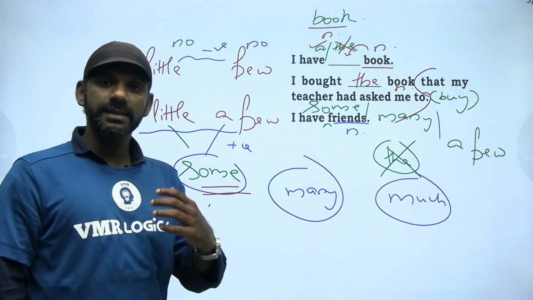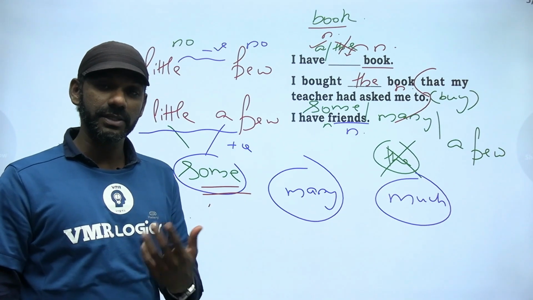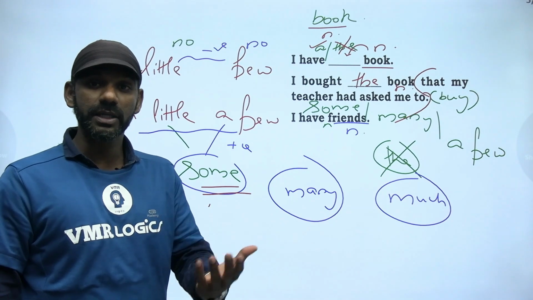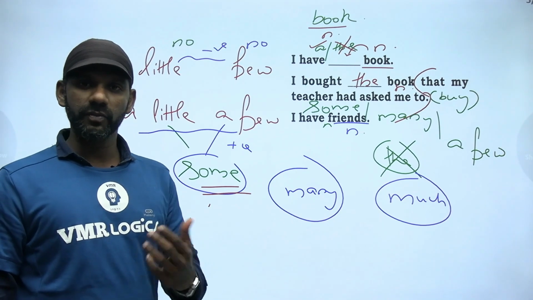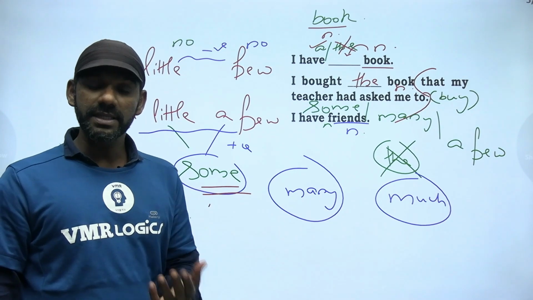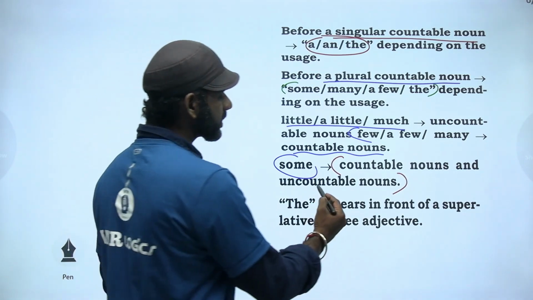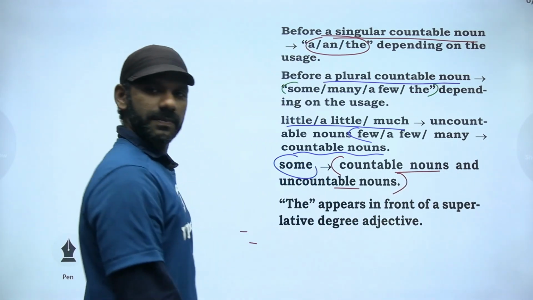Countable nouns, in the sense like some boys, some girls, some vehicles, some students, some teachers, some children. Uncountable nouns: some water, some money, some time, some tea, some milk. So some can be used with both countable nouns and uncountable nouns. Got it?